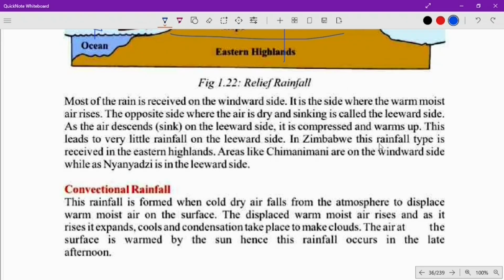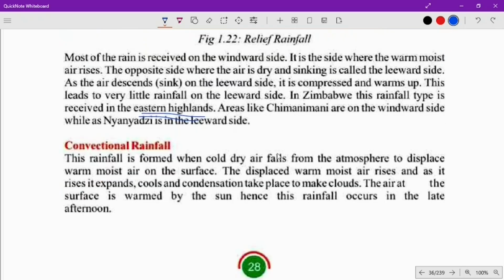So this type of rainfall, especially in Zimbabwe, is received in the eastern highlands, where we have high mountains that cause warm moist air coming from the Mozambican side to rise. Let's go to the second one, convectional rainfall.